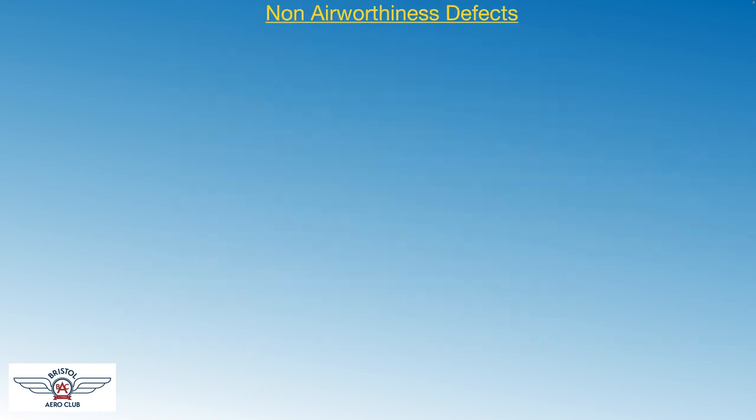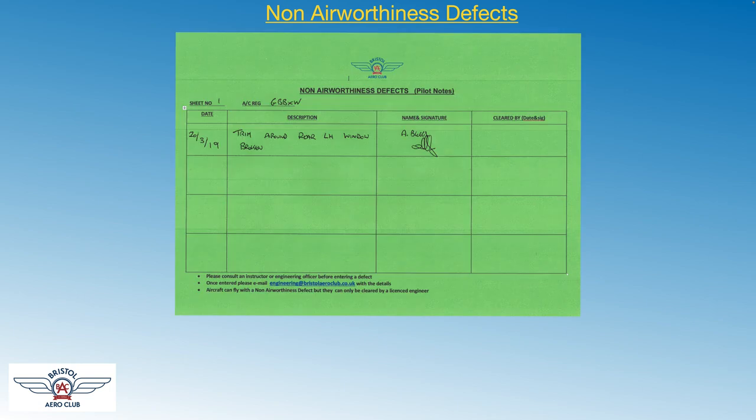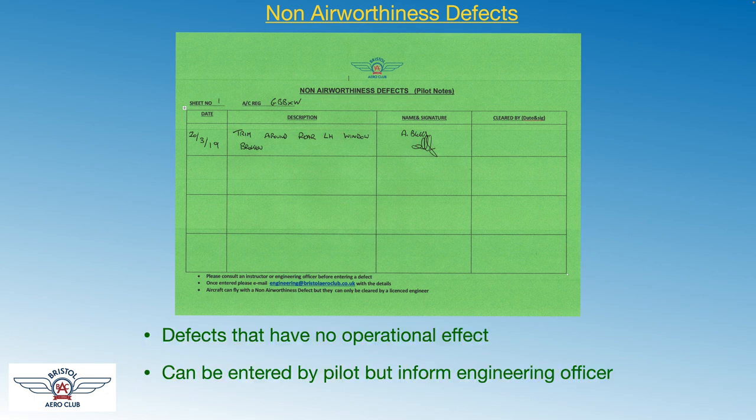The next one we have is the non-airworthiness defects. These are the green sheets. This is basically little bits of maybe trim or things that don't affect the way you operate the aircraft. In this case, I've put trim around the left-hand window broken. These have no operational effect. It can be entered by the pilot, but you must inform the engineering officer, as it says at the bottom of the sheets, that we're aware of it and it's logged for rectification.